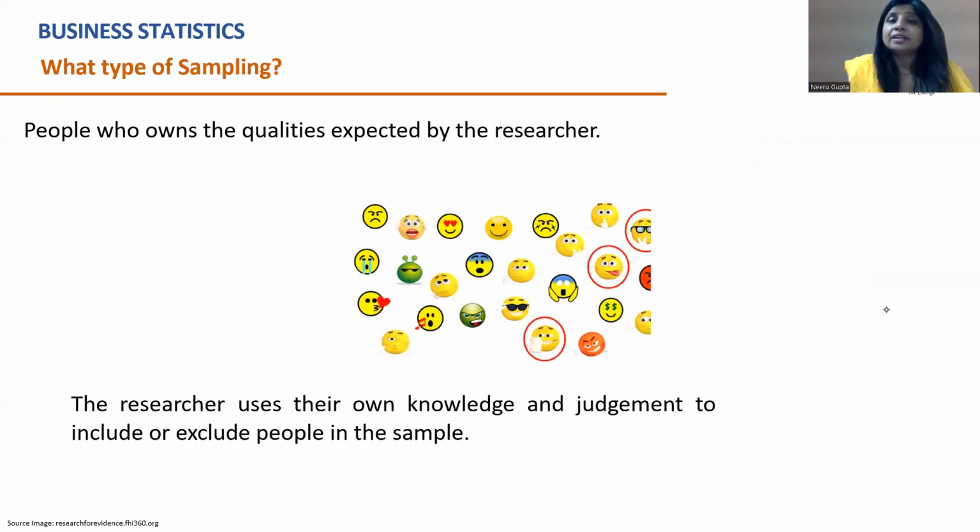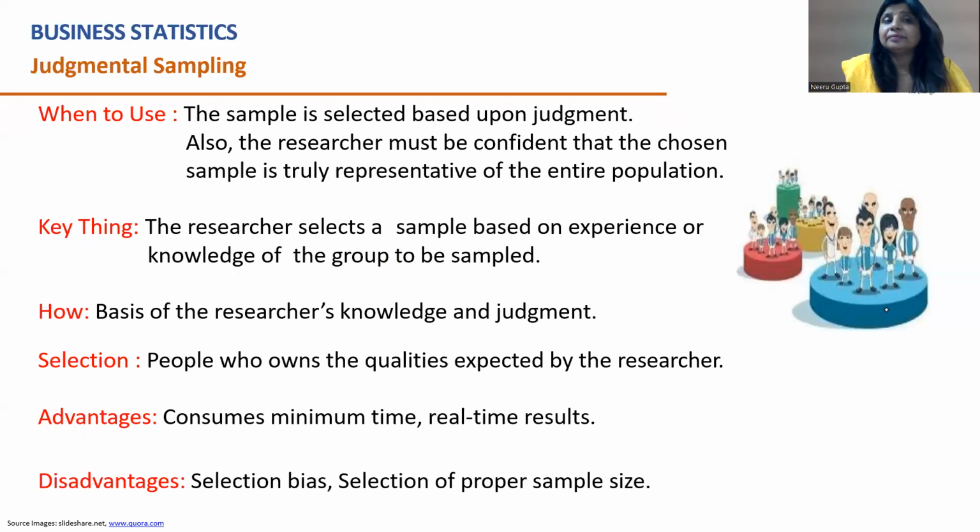Now, the next one, see the example. People who own the quality expected by the researcher. The researcher uses their knowledge and judgment to include or exclude people in the sample. This is called judgmental sampling, or you can say purposive sampling. When to use? The sample is selected based upon judgment. Also, the researcher must be confident that the chosen sample is truly representative of the entire population. The main thing of this kind of sampling is that the researcher selects a sample based on experience or knowledge of the group to be sampled.